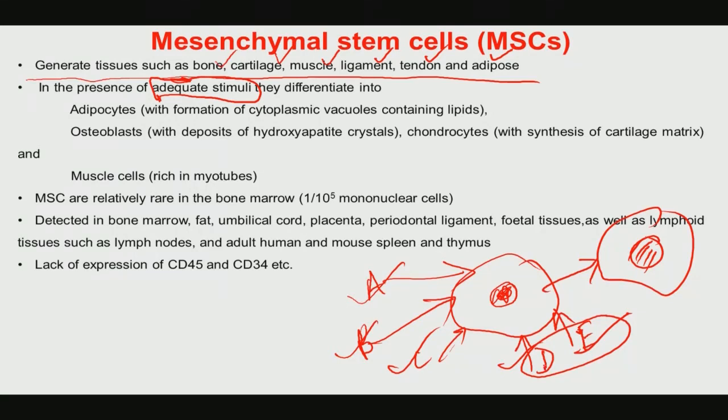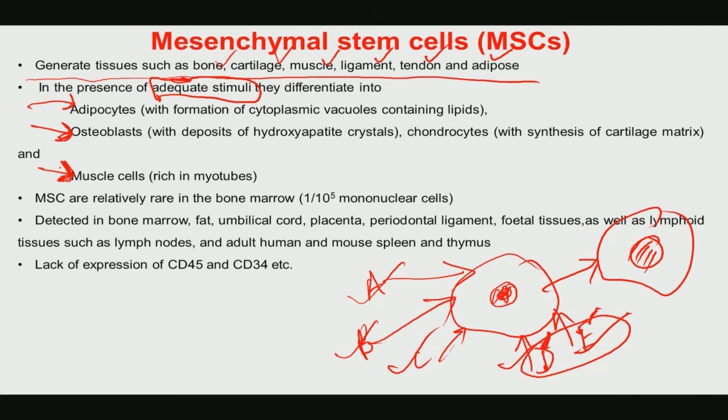Remember that the signaling cues D and E, which help in differentiation, would be of different types when the MSC differentiates to adipocytes, whereas different signaling cues would be required for osteoblast, and using the same logic, different signaling cues are needed for MSCs to differentiate to muscle cells, that is rich in myotubes. So, essentially muscle cells come, they fuse together, and then they form myotubes.